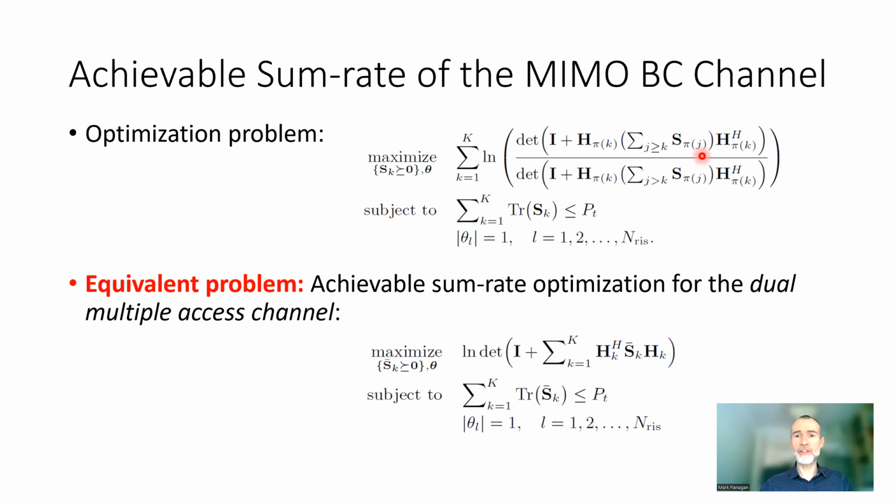This is a very difficult problem. So what we do is convert it, using a well-known duality result, into the achievable sum rate for the dual multiple access channel, which results in a more compact objective function. And then we again have these covariance matrices, which are constrained through a power constraint, and we have the RAS reflection coefficients, which are constrained through a sequence of unit modulus constraints.